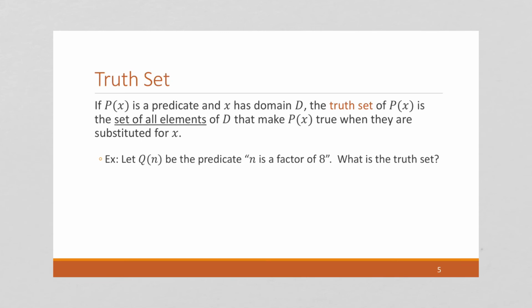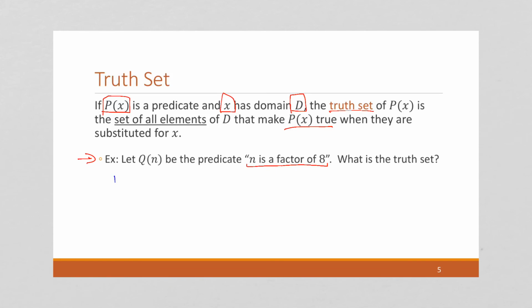One more thing about predicates. If we have a predicate, P of x, and our variable x has domain D, then we say that the truth set of P of x is the set of all elements of the domain that make the predicate true when they're substituted for x. So for example, let Q of n be the predicate, n is a factor of 8. So what's the truth set? Well, it's going to depend on the domain.